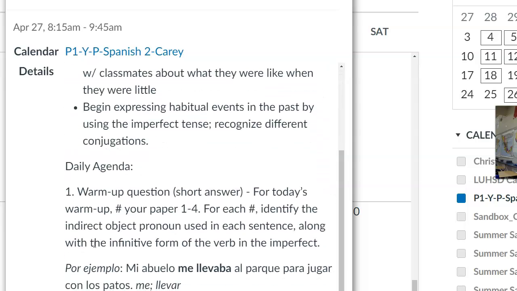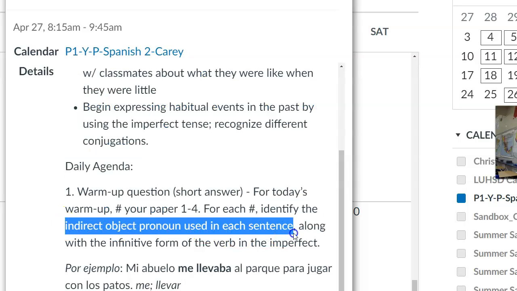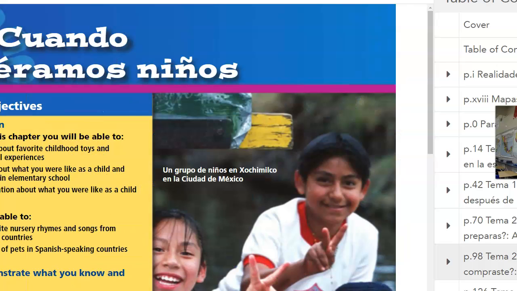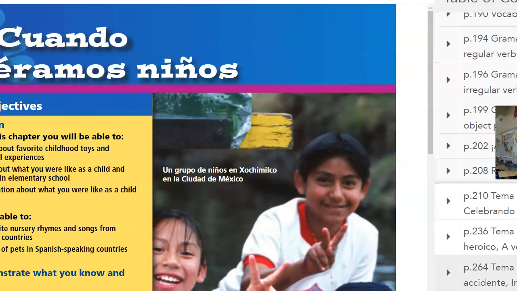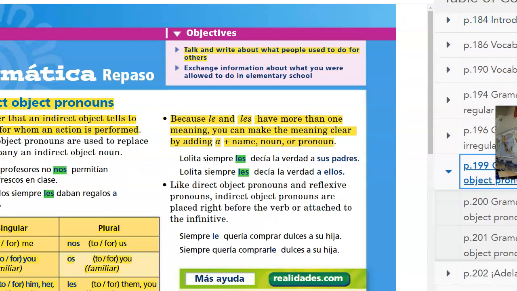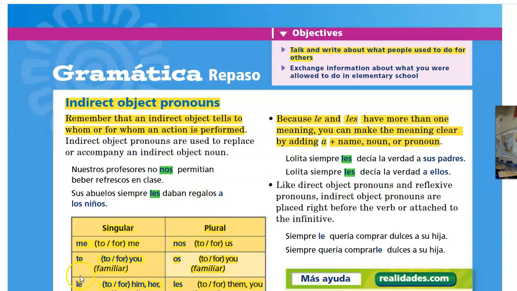Your warm-up for today is a review of the notes from last class on indirect object pronouns. Actually doing two things. You're identifying the indirect object pronoun that's used in each sentence. Indirect object pronouns are me, te, le, nos, and les. These are the notes that we went over last class.